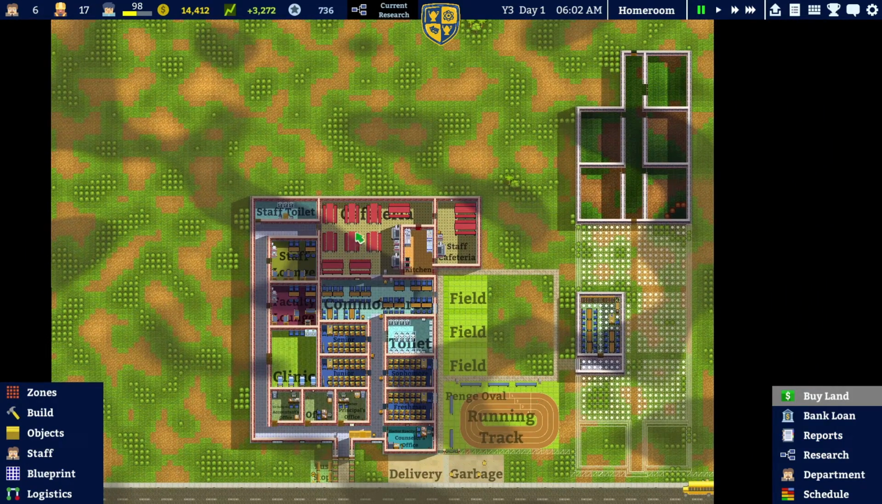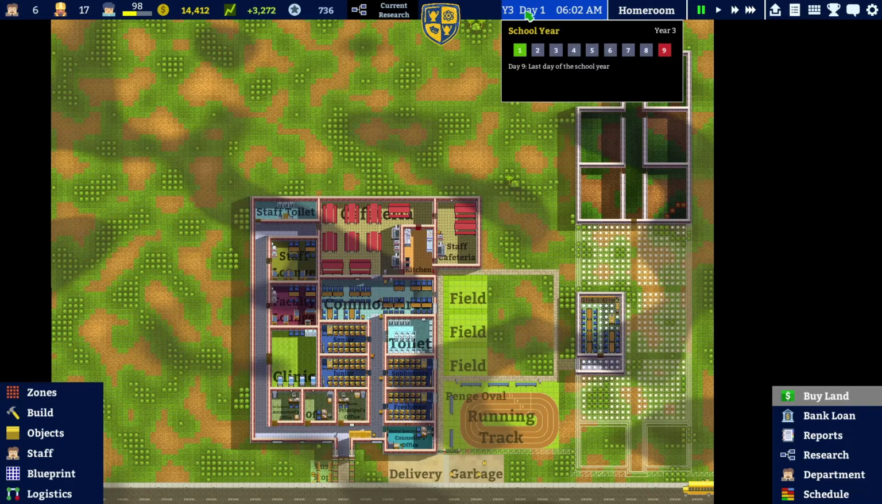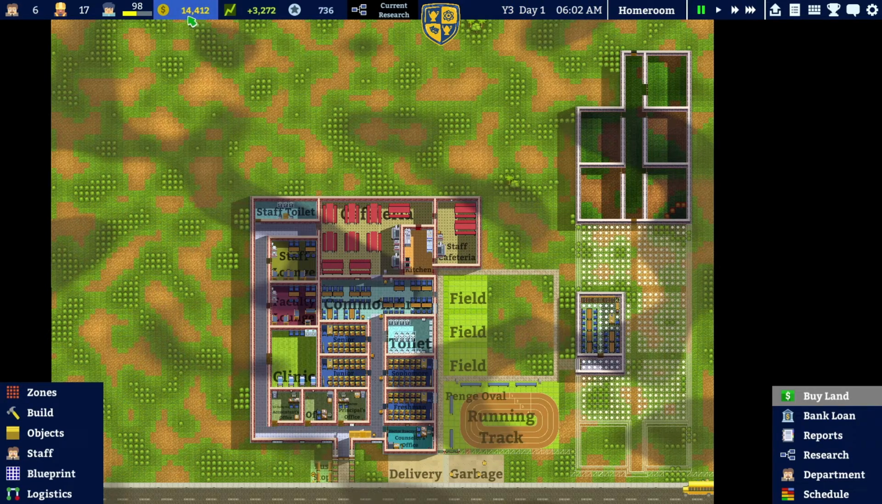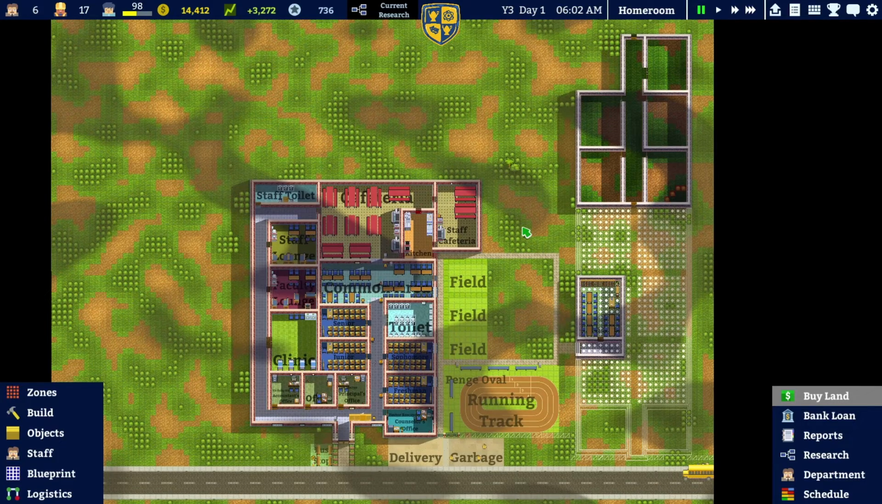So it's looking good. It's looking good. We are on year 3, day 1. We've got paid the money from all our new students. So we've got 15 grand. It's looking pretty good. And I think we'll leave it there for now.